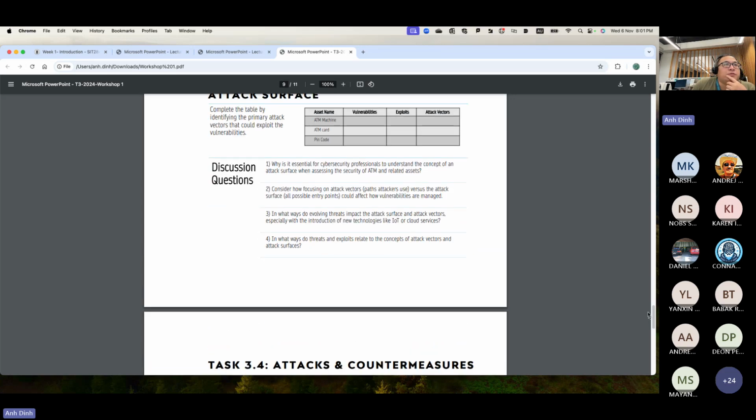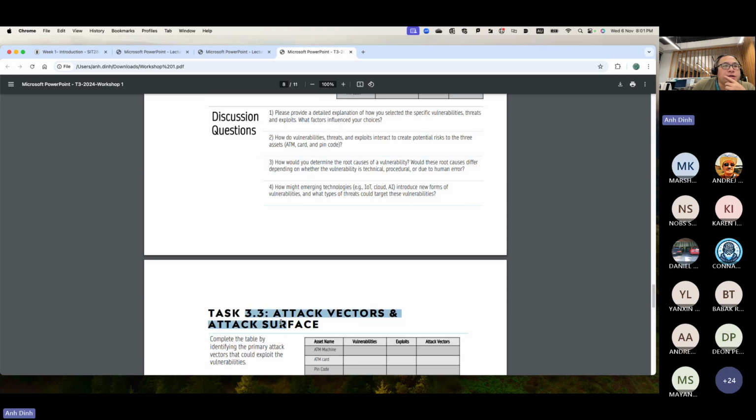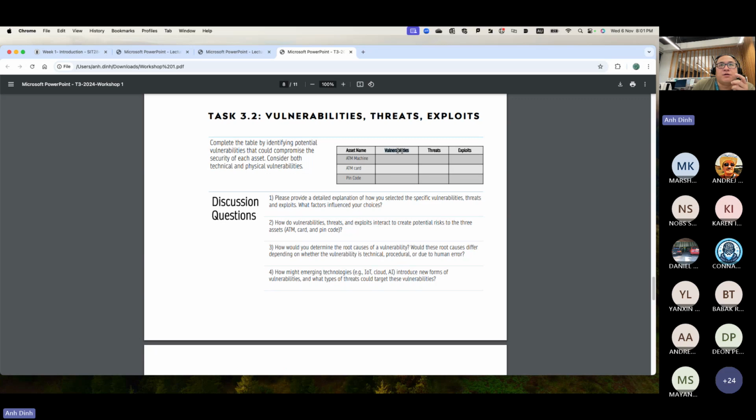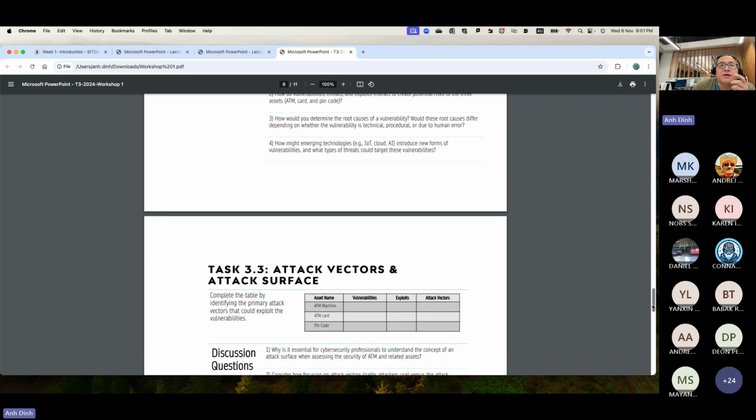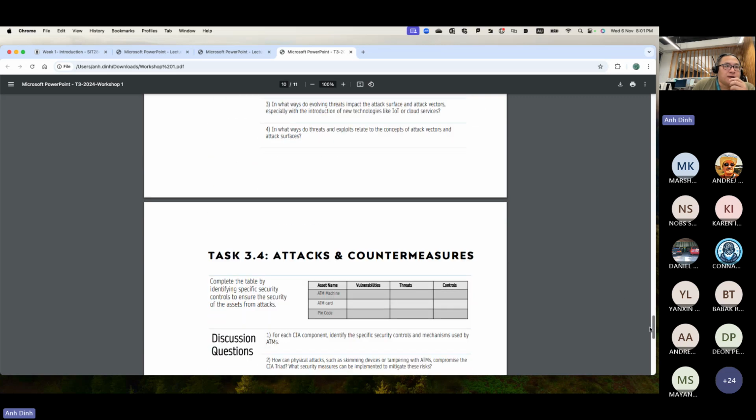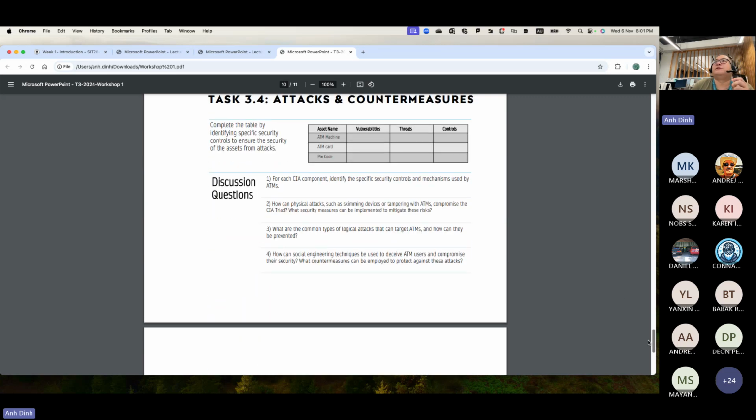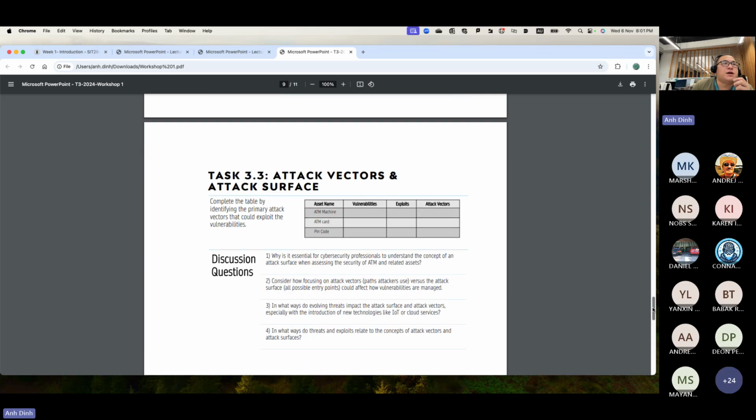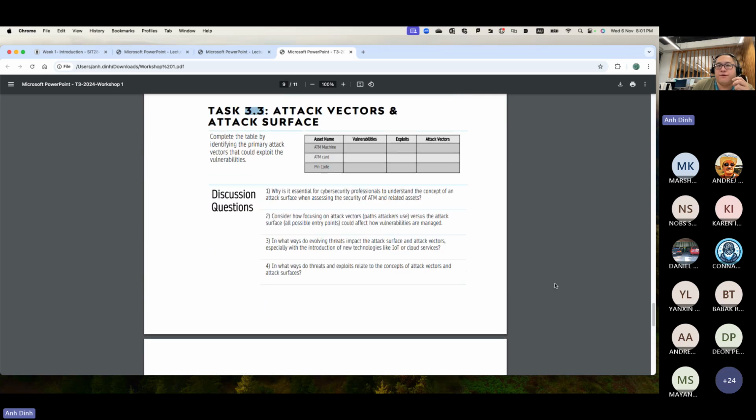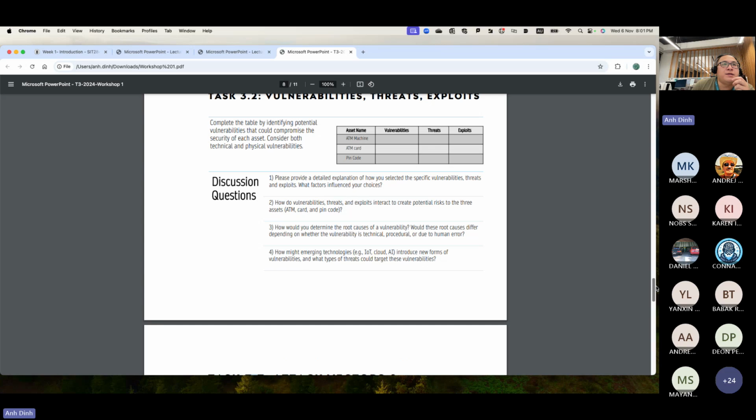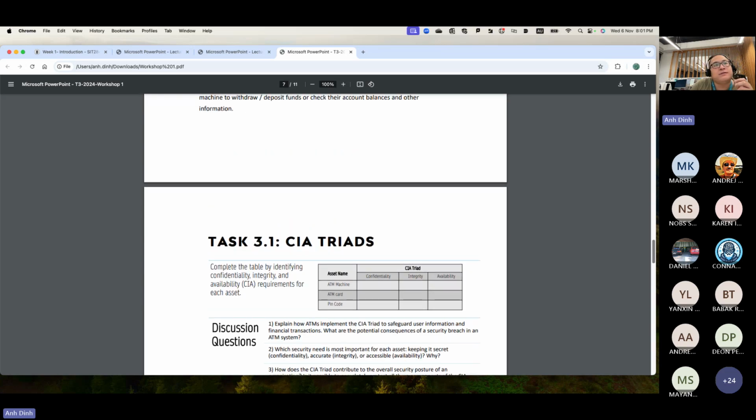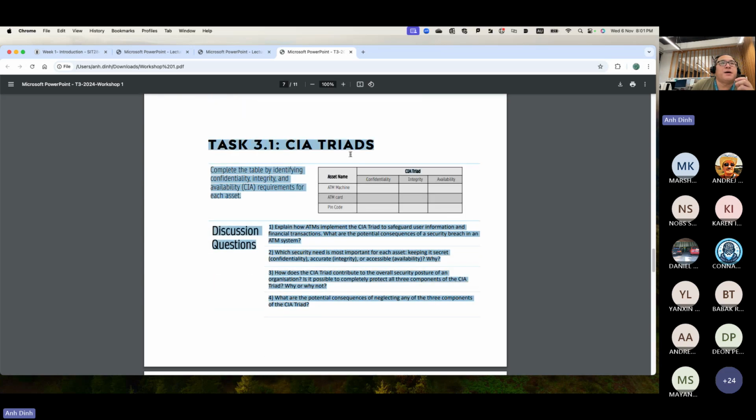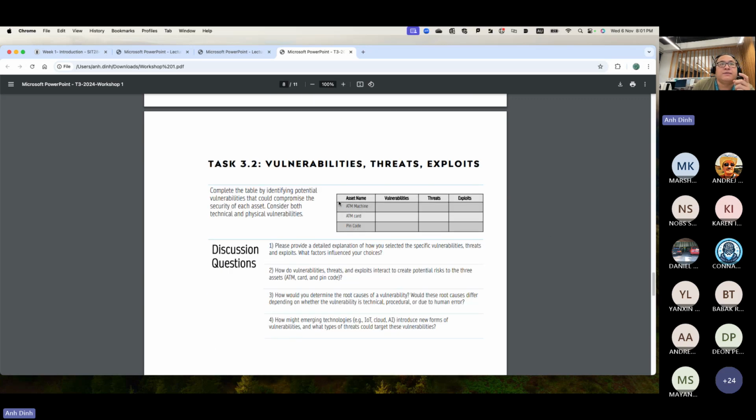Okay, so task 3.3 is similar, where we dig even deeper on the vulnerability and exploit, but here we talk about the attack vector as well, so it's even more specific. For the sake of time, I don't think we have time to go to task 3.3 and 3.4 this week. It means that in the next 10 minutes, can you please think about task 3.1, filling this table and this table.